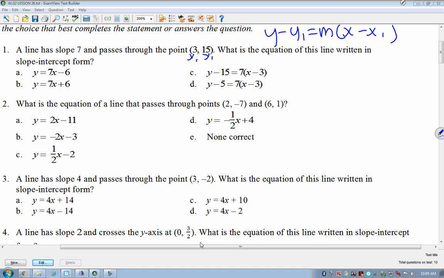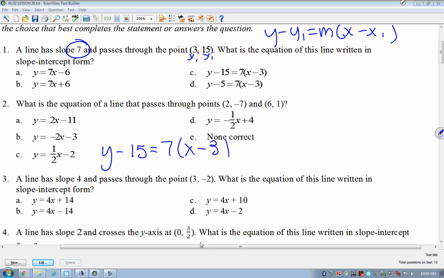Allison, you've missed out on getting called on for like 2 weeks, so I'm going to pick on you here. Tell me how I take this information and plug it into that equation. I'm going to have y minus what? Y minus 15 equals, what do I plug in for m? Look into the question. 7. Okay, what's next?